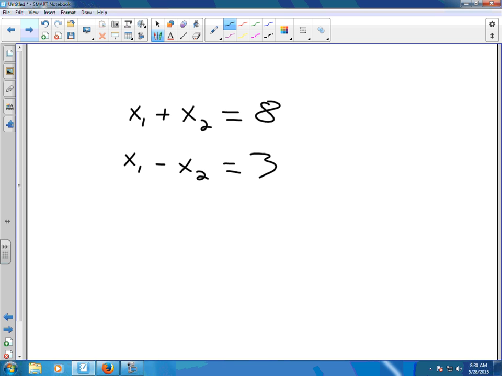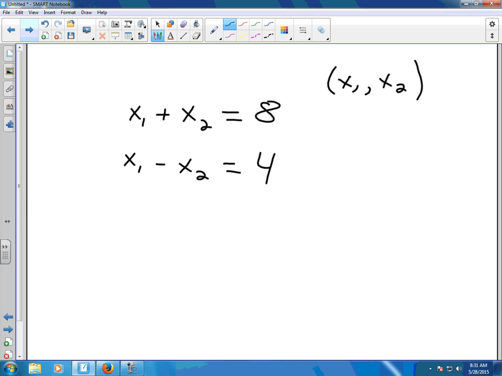So in this system of equations, let's just change this to 4. We have two variables, and we would be looking for which particular value for x1 and which particular value for x2 works for both equations.